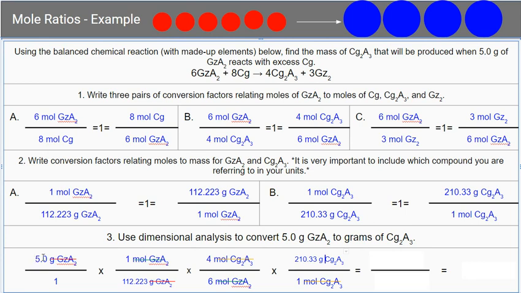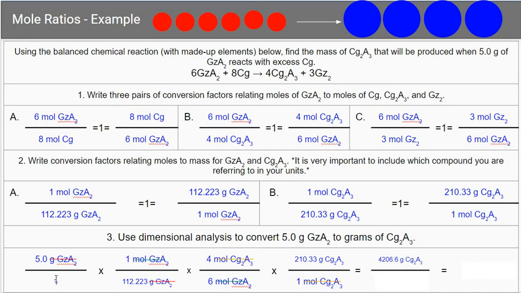So we're going to multiply 5 by 1 by 4 by 210.33 grams of Cg2A3. Remember, we're not using any of these other units because we canceled them out. And so on the top, when we multiply across the top, we're going to get 4,206.6 grams of Cg2A3. You're definitely not done, right? Because we started with 5 grams of something. I don't care what the difference in the molar mass is. Most likely, we're not ending up with 4,000 grams of something.